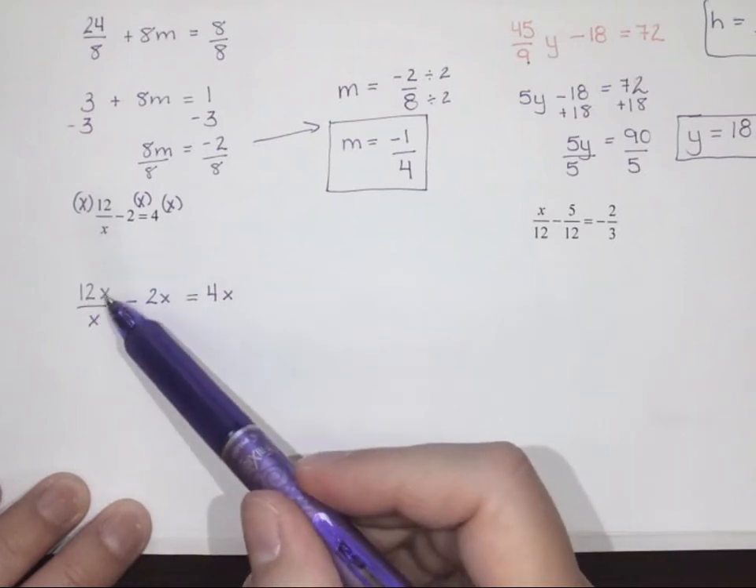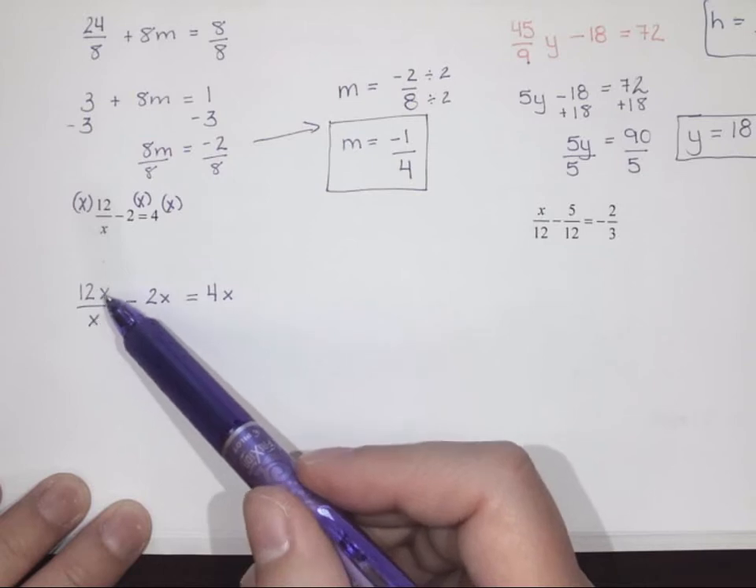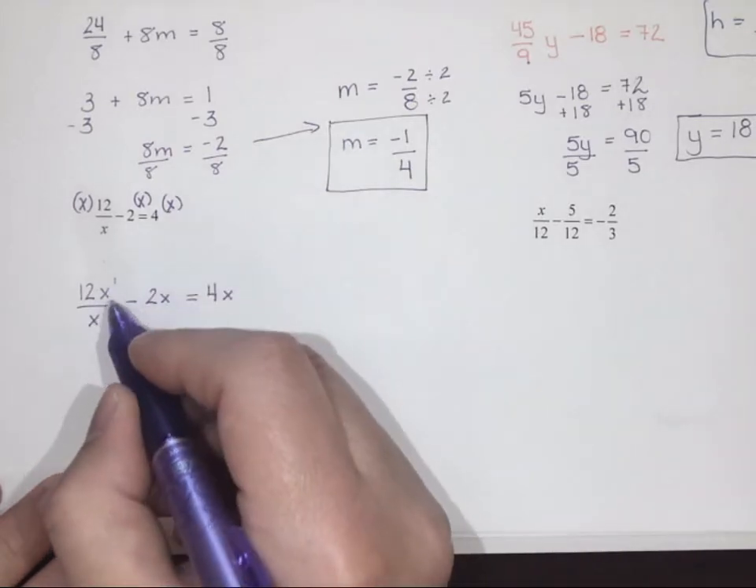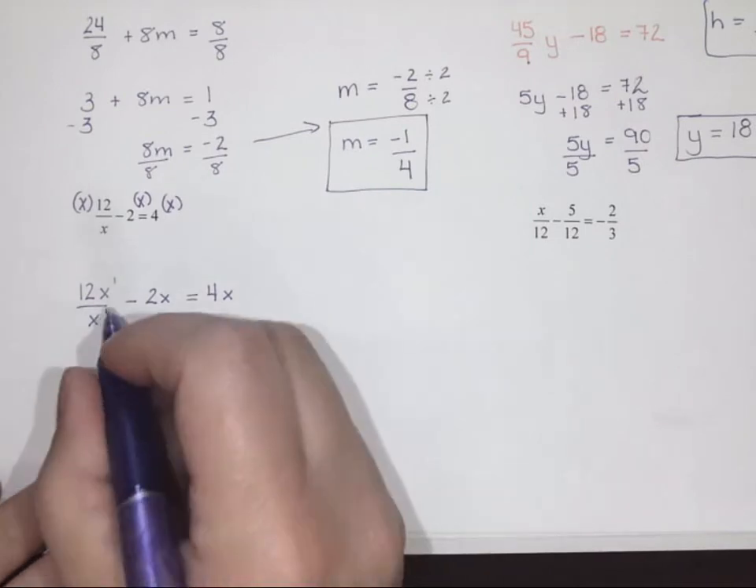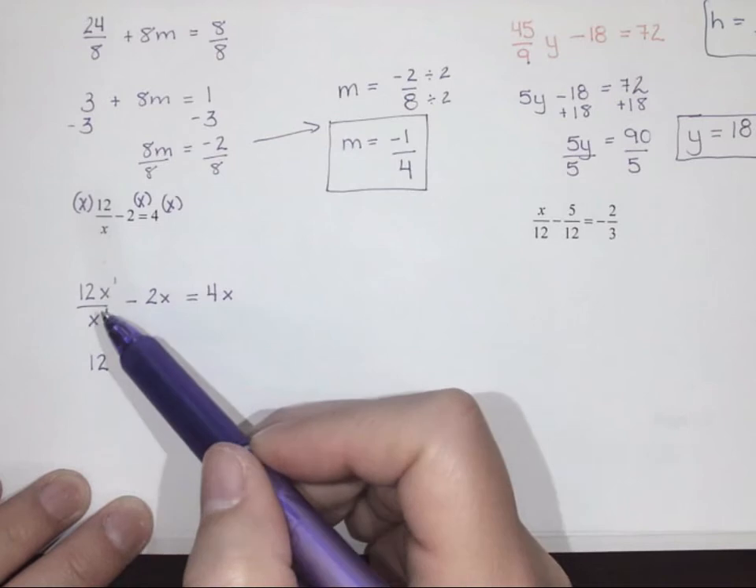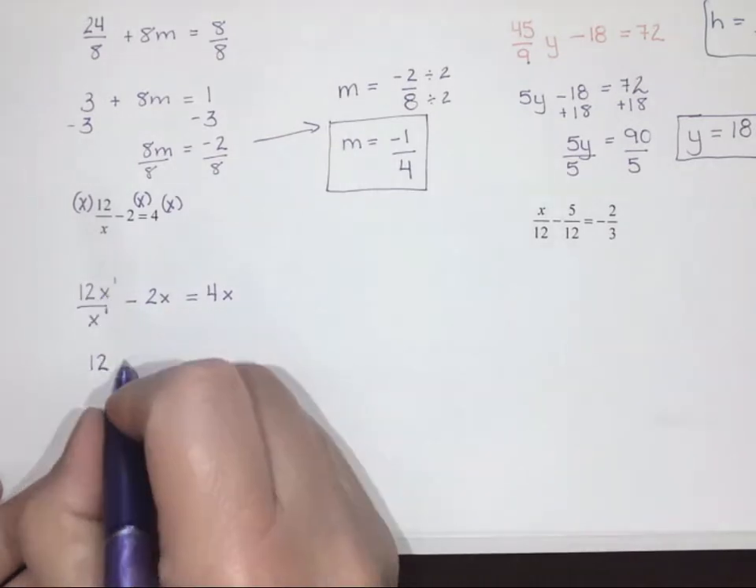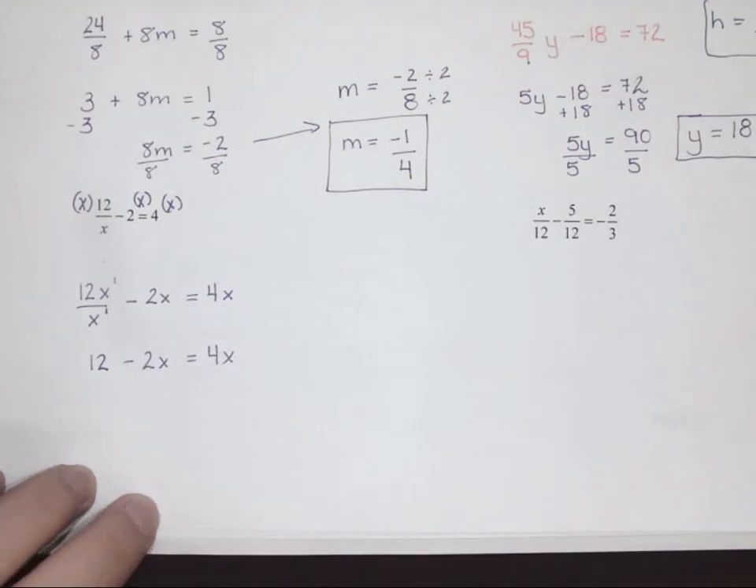We know that when we divide variables, we subtract the exponents. So this would be an invisible exponent of 1, an invisible exponent of 1. 1 minus 1 is 0. So this is just going to leave us with 12. And we also know that anything divided by itself is 1. 1 times 12 is 12. Minus 2x equals 4x. Okay?